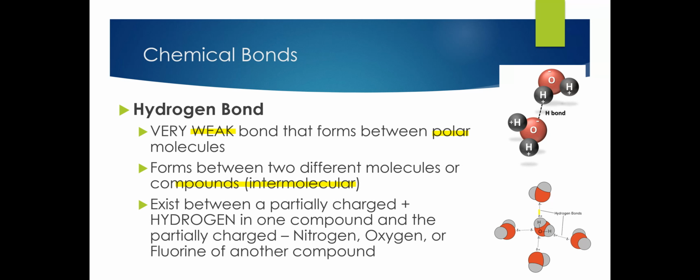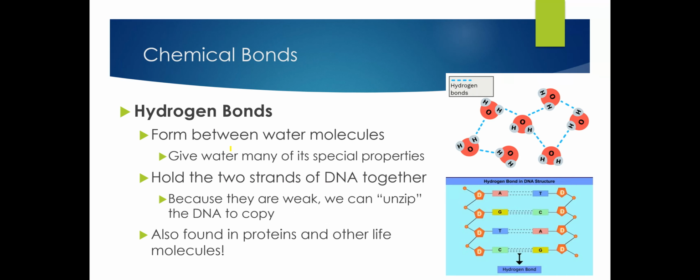Now I want you to notice they're always represented with dotted lines, okay? A covalent bond is always represented with a solid line that represents its strength, and then the dotted line represents the fact that it is weak. So because they're between weak charges, the bonds themselves are not going to be very strong, okay? Now, even though they're not very strong, it doesn't mean they're not significant.